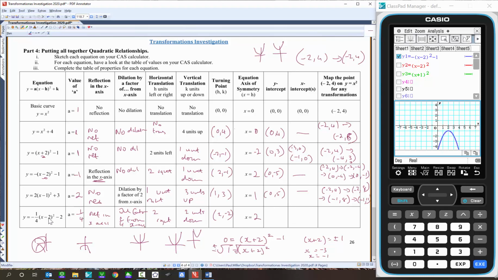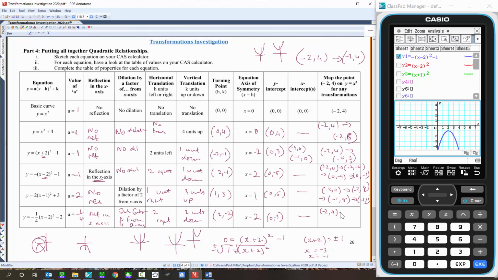Y-intercept when x is equal to 0. Let's see if we can get this one out. 0, -2. -2 squared is 4. 4 multiplied by a quarter is 1. 1 negated is -1. -1 take 2 is -3. When x is 0, y is -3. All right. So this is not going to have any x-intercepts as well. I encourage you to graph it just to check it out.